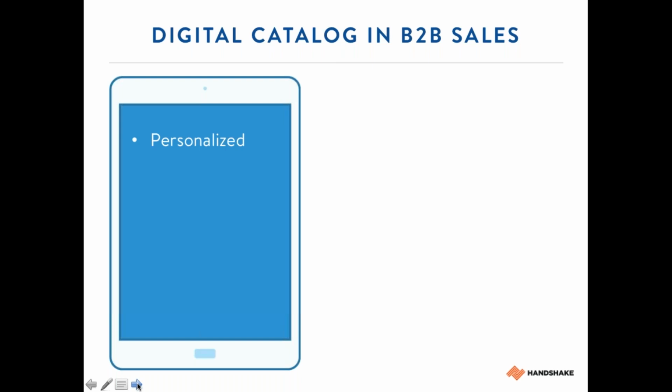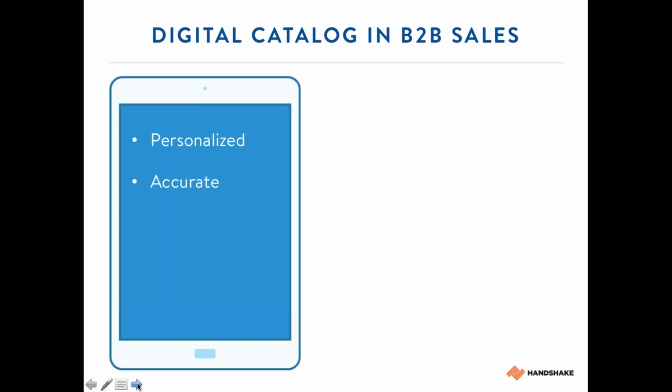So on the personalized front, just to be clear here, your digital catalog should be a personalized browsing experience for your reps or for your customers. They should have access to maybe specific products that you want them to see or not see. They should have their specific pricing, whether they're gold, silver, or bronze tier customers. And we'll talk much more about this in a bit.